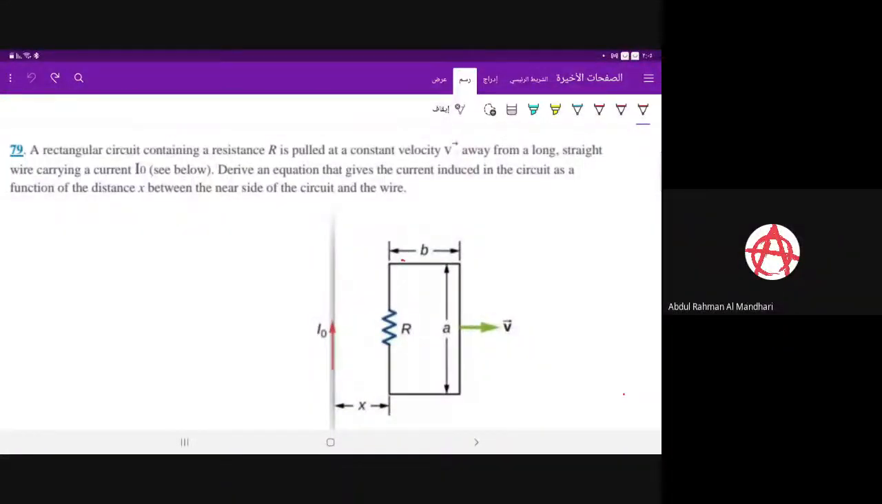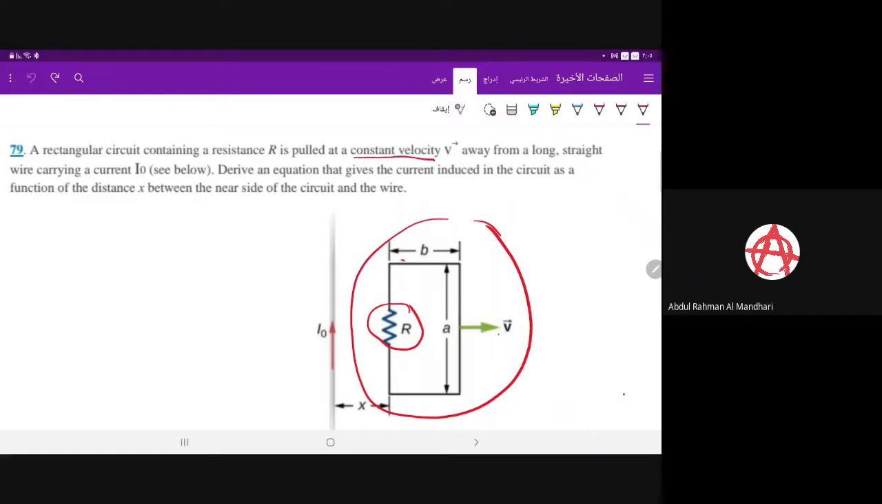So what is the story here? We have a rectangular circuit containing a resistor R. This is the rectangular circuit. We call it rectangular because it has a width B and a length A. It has the resistance R, and the whole circuit is moving with a velocity V. And this velocity is constant, away from a long straight wire carrying current I naught.